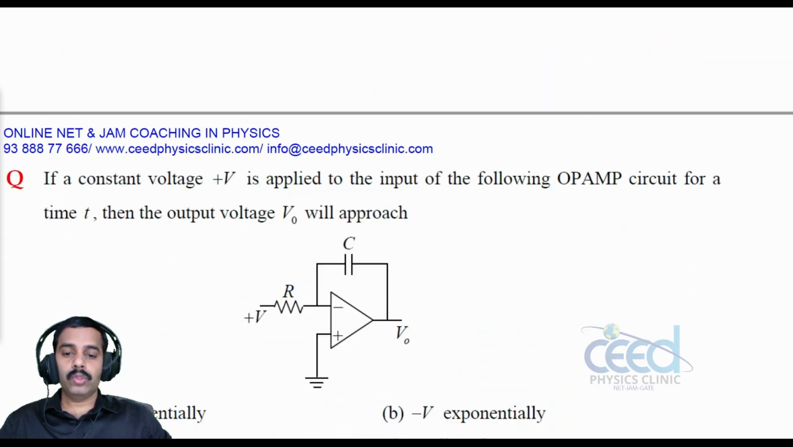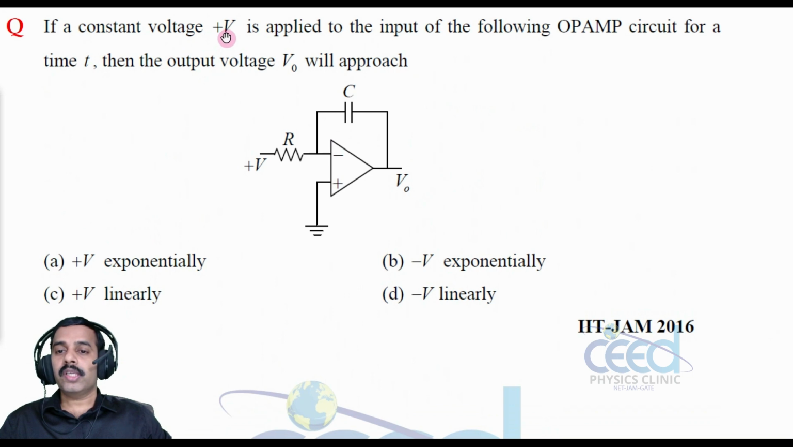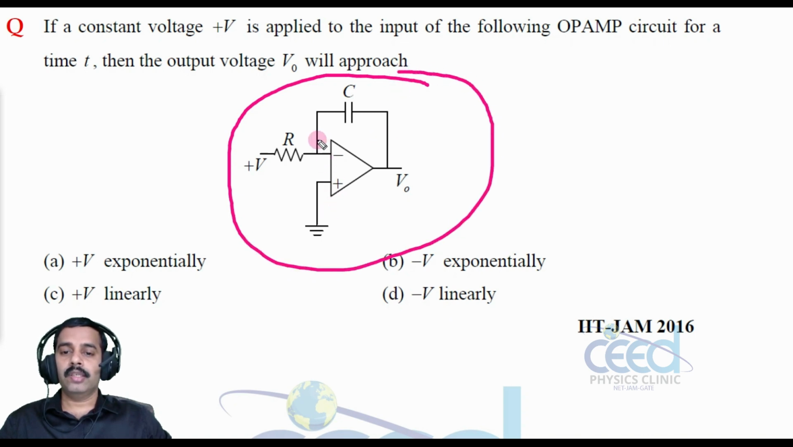Now let us come to another question. This is the last question from this section. If a constant voltage plus V is applied to the input of the following op amp circuit for a time t, then the output voltage V0 will approach: plus V exponentially, minus V exponentially, plus V linearly, or minus V linearly. From the circuit itself, it is clear that a capacitor is given in place of the feedback resistance in an inverting operational amplifier, right? So what is this circuit called? That is an integrator, right?